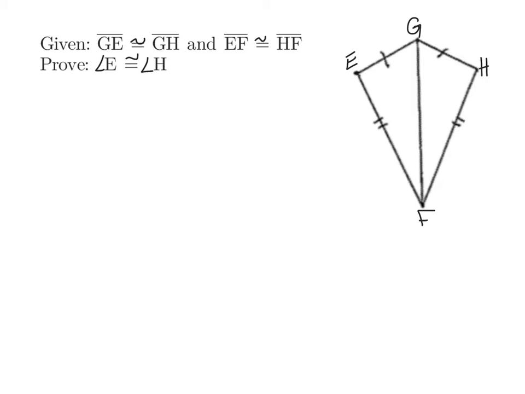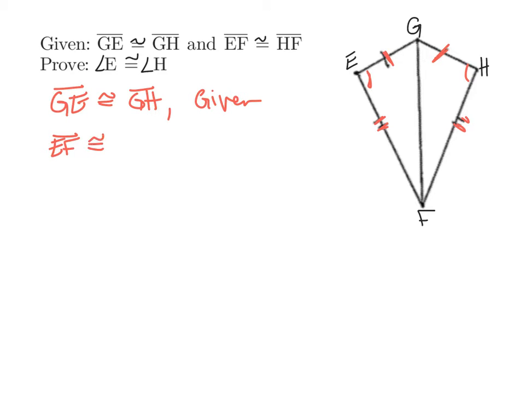In this next one, we're given that two pairs of sides are congruent, and we want to prove that two angles are going to be congruent. So we're given that GE and GH are congruent to each other, and that EF and HF, they're congruent to each other as well. And we want to take a look at these angles E and H. Okay. Well, to start off, we know about GE being congruent to GH because that's what's given. The other thing that was given is EF being congruent to HF.